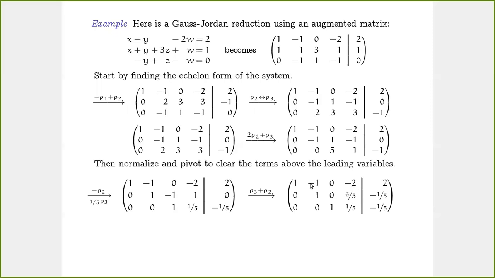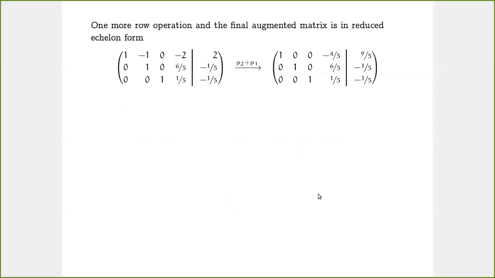Now we need to clear this minus 1 here because we need to clear all the terms above the leading entries. I've repeated the matrix here. Here's the 6/5, the minus 1/5. We still need to clear this, and we only have one more row operation. Row 2 plus row 1 will do it, and so that clears this. And this is minus 6/5 plus 10/5, which is 4/5. And minus 1/5 plus 10/5 is 9/5.